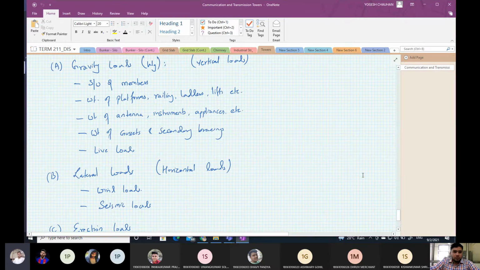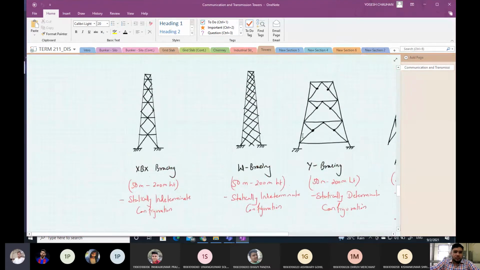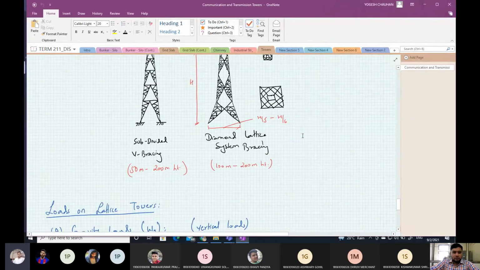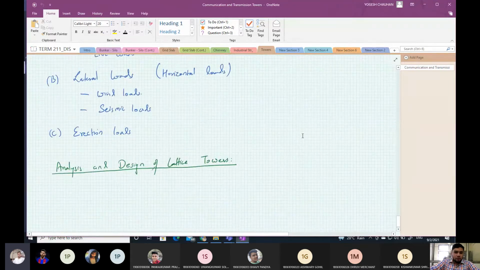So let's continue. In the previous class, we have gone through various configurations of lattice tower, and we have seen various loads acting on the lattice tower. Now today we will take an example to understand how to analyze lattice tower.